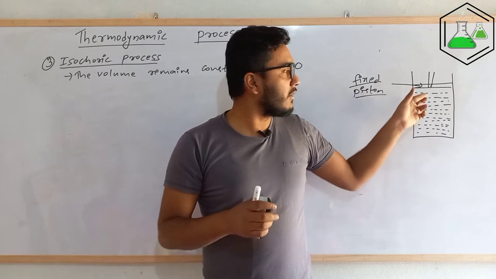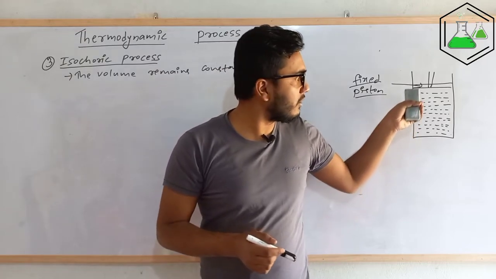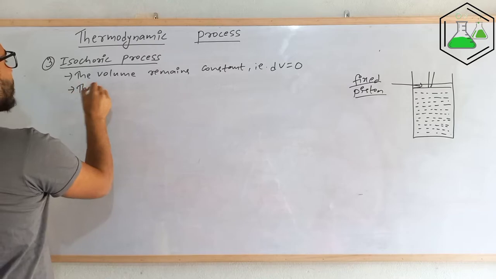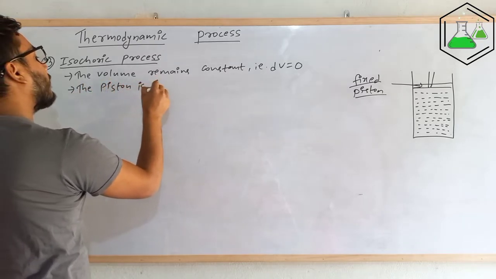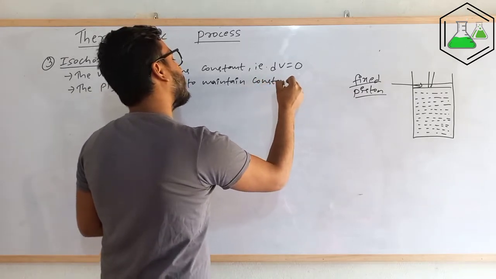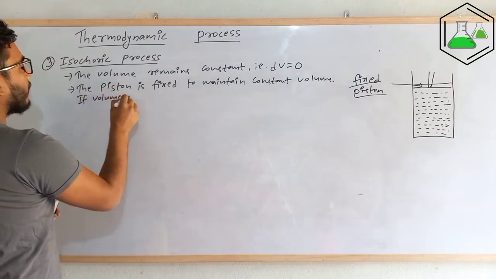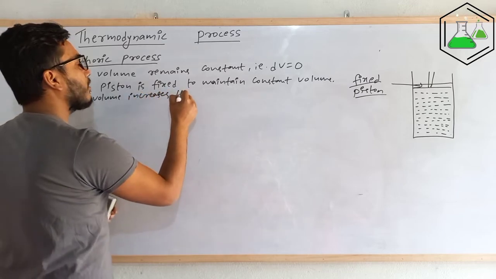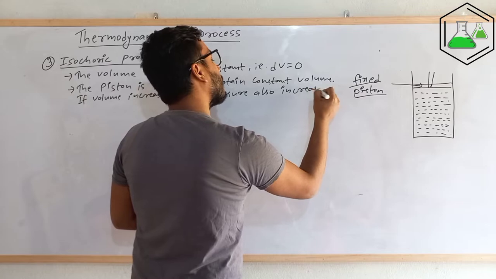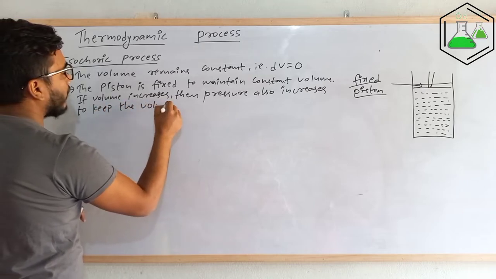Similarly, in a reaction in which the volume is supposed to decrease, the pressure also decreases so that the volume will remain constant. So in this type of process, a fixed piston is used, that is, the piston should not move at all. So the piston is fixed to maintain constant volume. If volume increases, then pressure also increases to keep the volume constant.